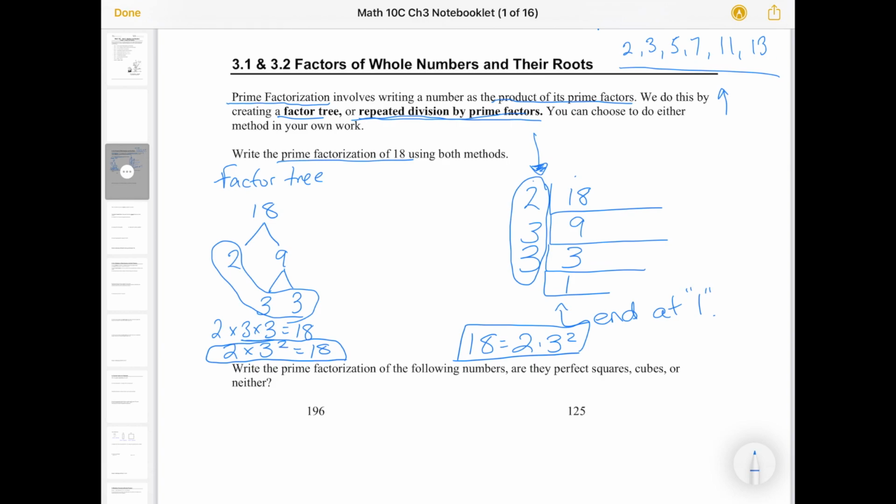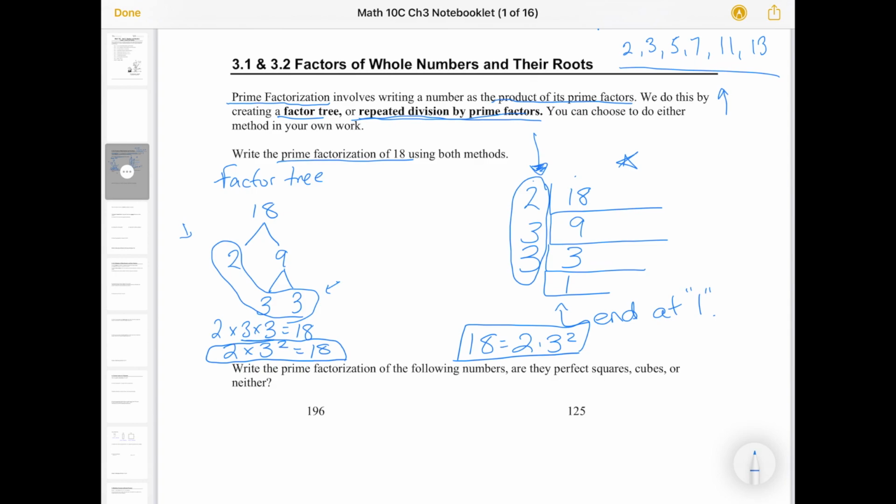So those are your two methods of prime factorization. It's a fairly small number. We'll get to some bigger ones coming up next. My favorite method is this one here. It's that repeated division. I find it very clean, right? I'm looking just in one list instead of all over the place as in the factor tree.